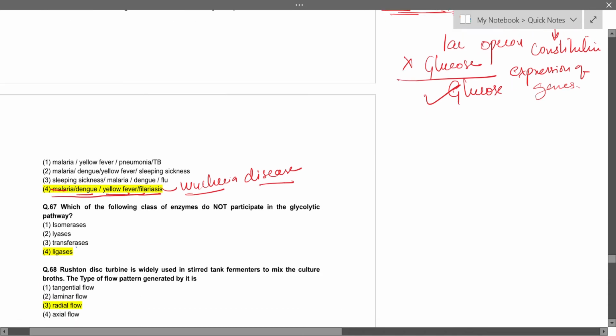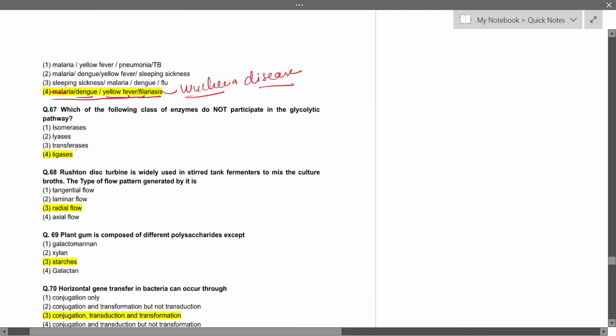Next question. Which class of enzymes does not participate in the glycolytic pathway? Isomerases, yes, this participates, so this is wrong. Lyases also participate. Transferases also participate. Ligases, no. Ligases do not take part in the glycolytic pathway. Ligases do take part in replication of DNA. So this is the correct option here.